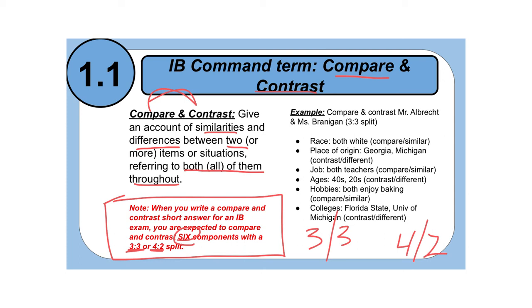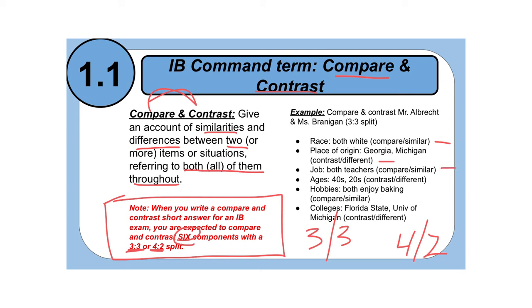Okay? So here's an example for you. There are 2 teachers teaching IB History 1, me and Ms. Brannigan, who was one of our new teachers. So we do a 3-3 split. In terms of race, we are both white. Those are similarities. Place of origin, I'm from Georgia. She is from Michigan. Those are different. We are both teachers. Similarity.